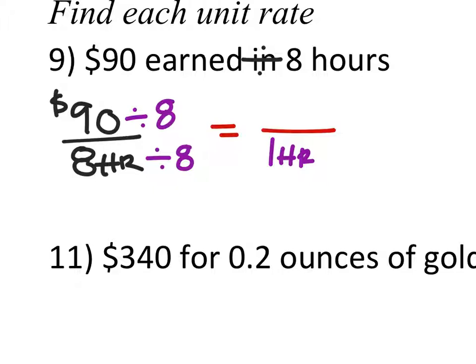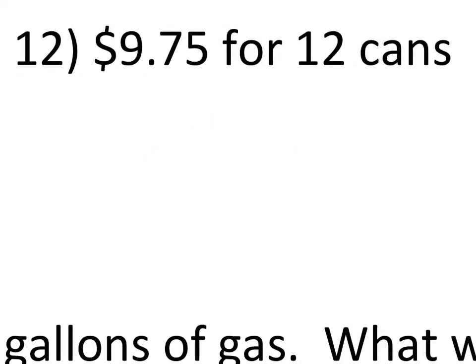But 90 divided by 8, well, you know, we can use a calculator for that, but I got, no, not 12, 11? 11.25. I do that wrong in my head. Let's make sure. 90 divided by 8, oh, 25, yeah, thank you. I must have been thinking of 4. $11.25 for every 1 hour. And that's a unit rate again because we're comparing one of these quantities as 1. Well, same idea for this one. $9.75 for 12 cans.